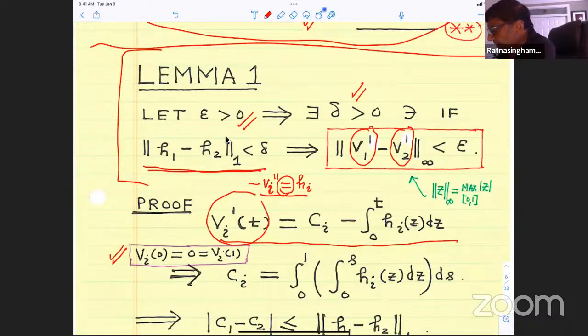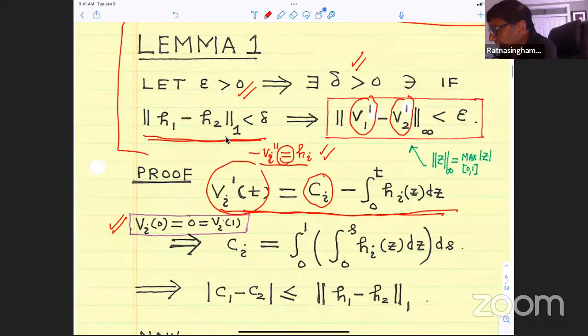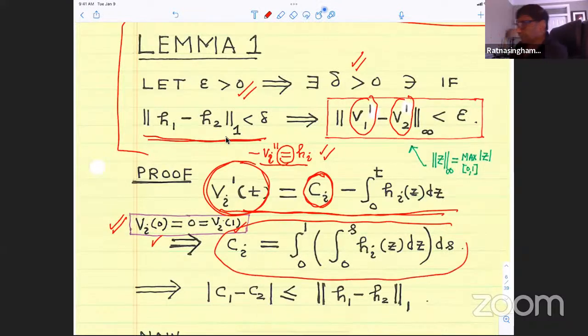So I get Vi prime of t minus Vi prime of 0. That is what I have called here as my Ci. Then I get this expression here first. So that's a simple integration of this differential equation. And then if I integrate it again from 0 to 1, I get on this side 0 minus 0, because Vi of 0 is also 0, Vi of 1 is also 0. Then from there, I can easily see that Ci would be just nothing but this expression here. That's very easy to see.